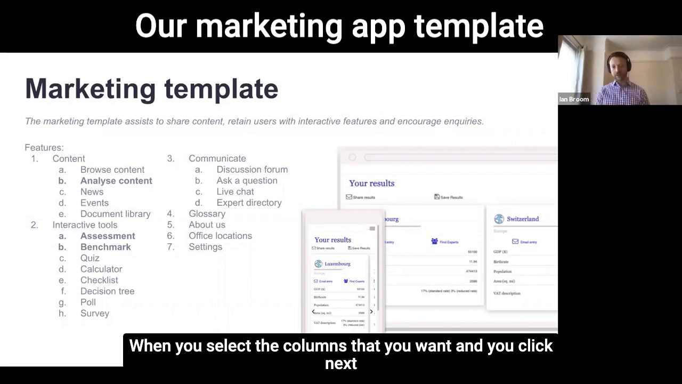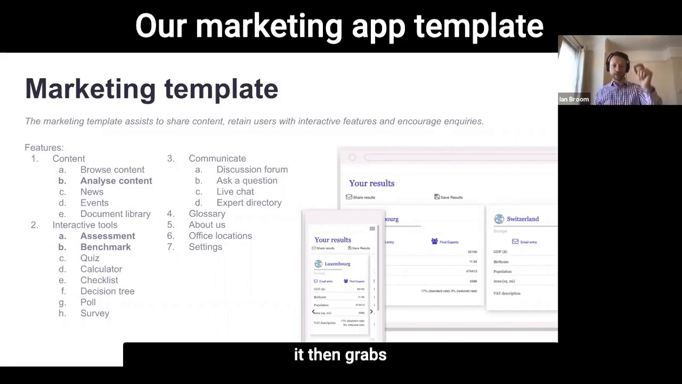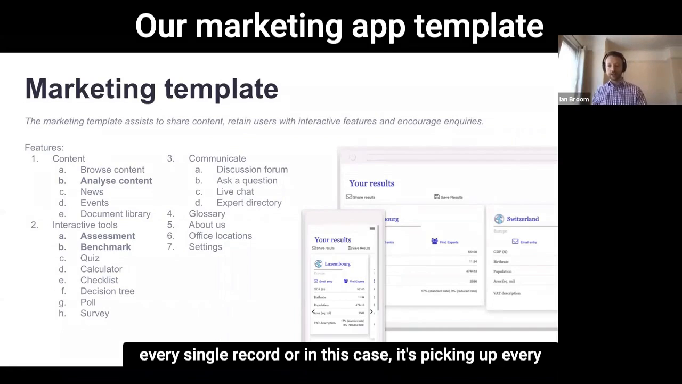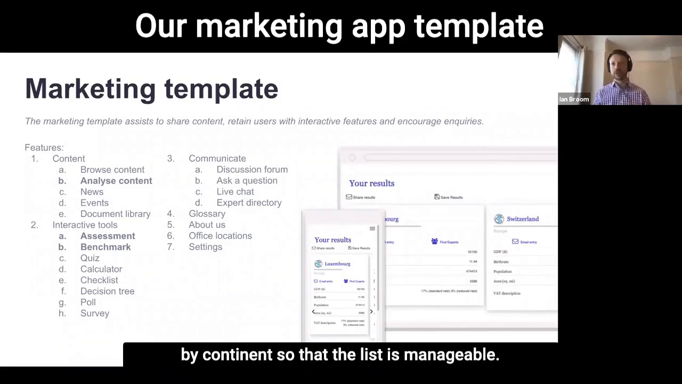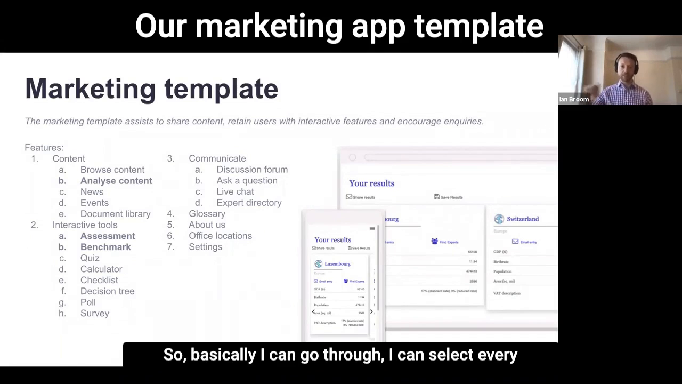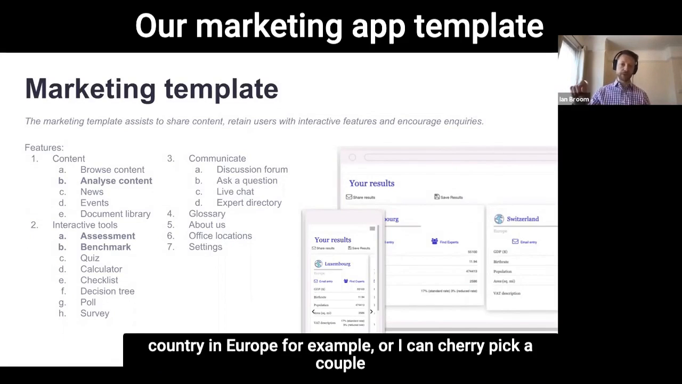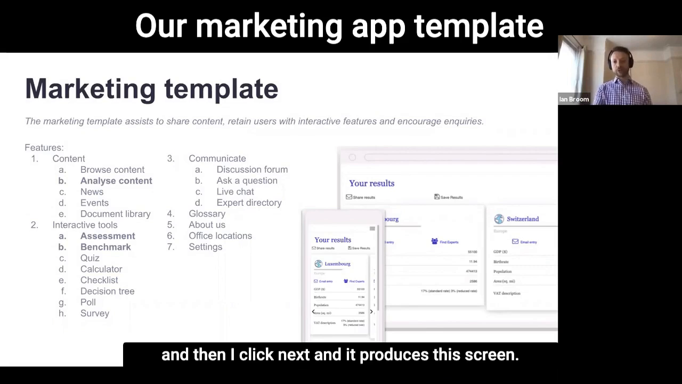When you select the columns that you want and you click next, it then grabs every single record, or in this case, it's picking up every single country name or jurisdiction, and it's then giving me a list of all the jurisdictions. Now it's grouping those by continent so that the list is manageable. So basically I can go through, I can select every country in Europe, for example, or I can cherry pick a couple. And then I click next and it produces this screen.